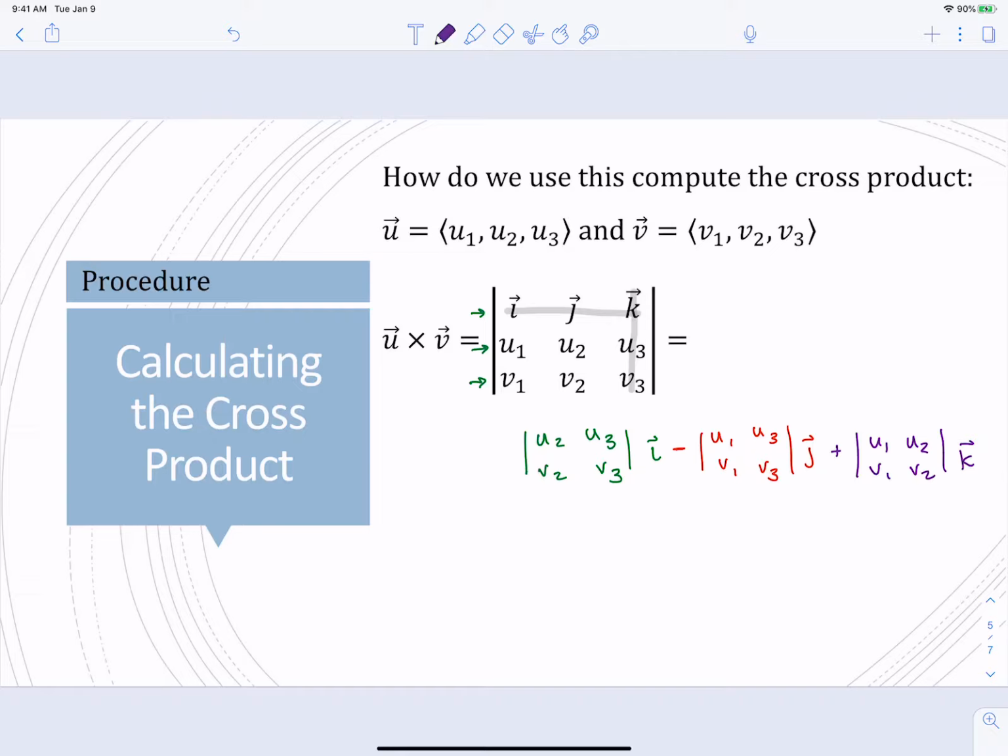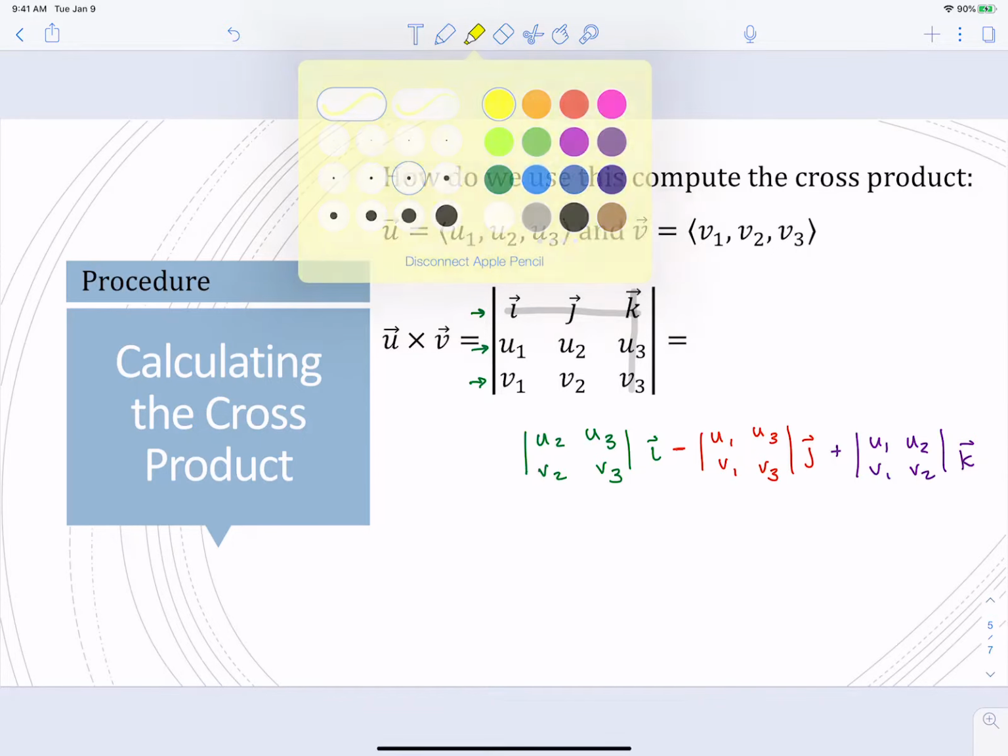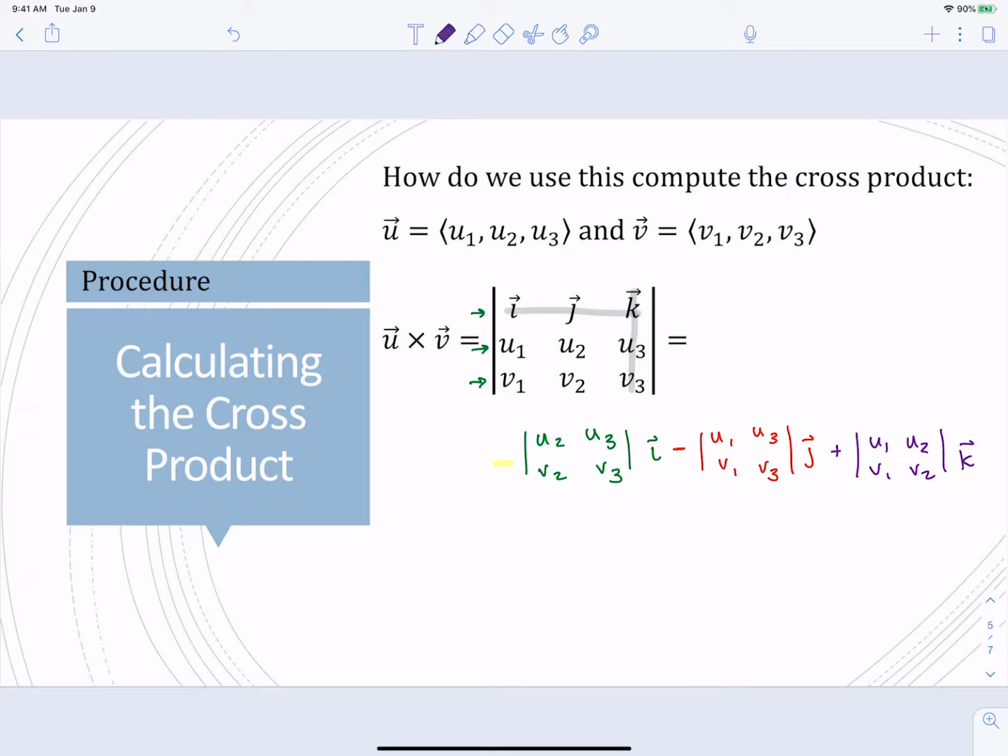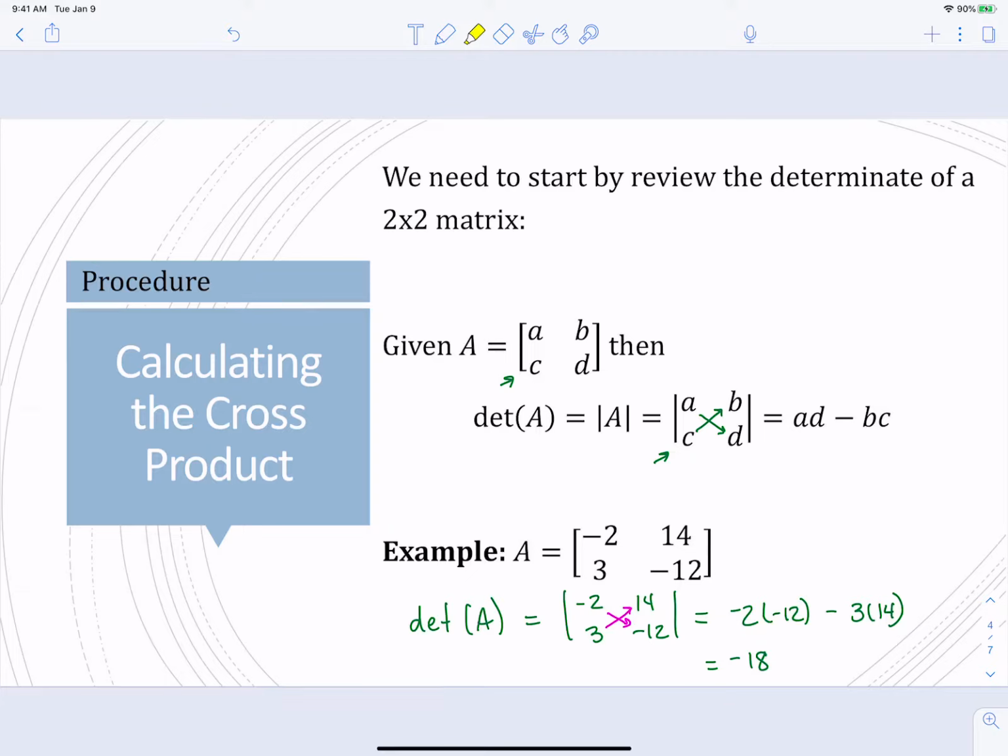So there's another pattern here that we want to pay attention to: this first one, we don't write it, but it does have a plus in front of it. And then the second one is negative, and then the third one is plus. It's the same pattern here. This first term is positive. The second one is negative.